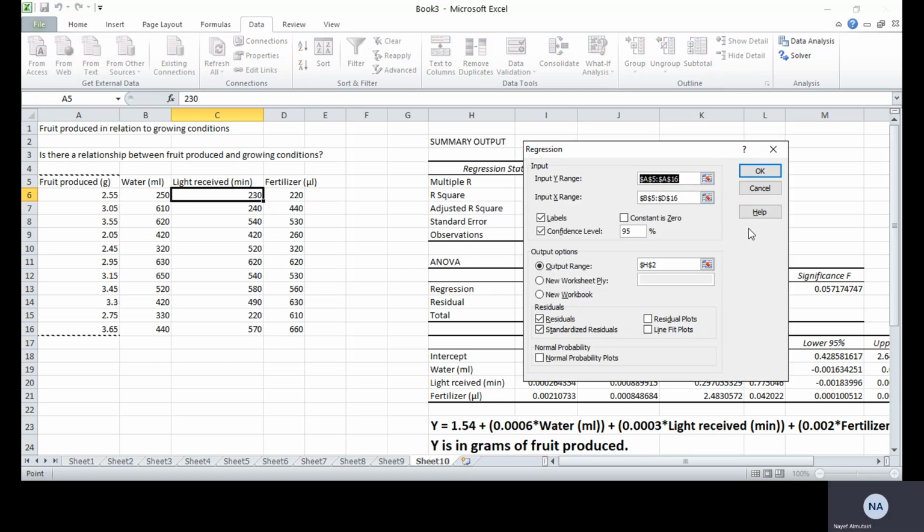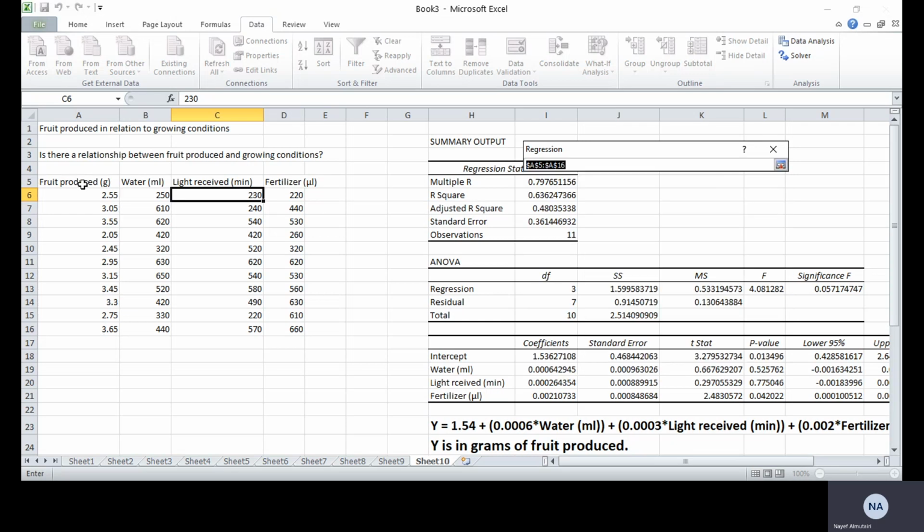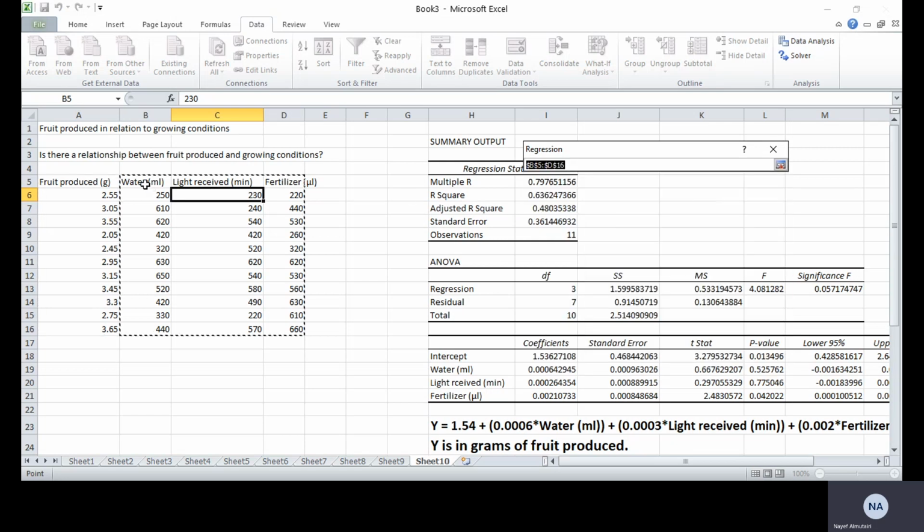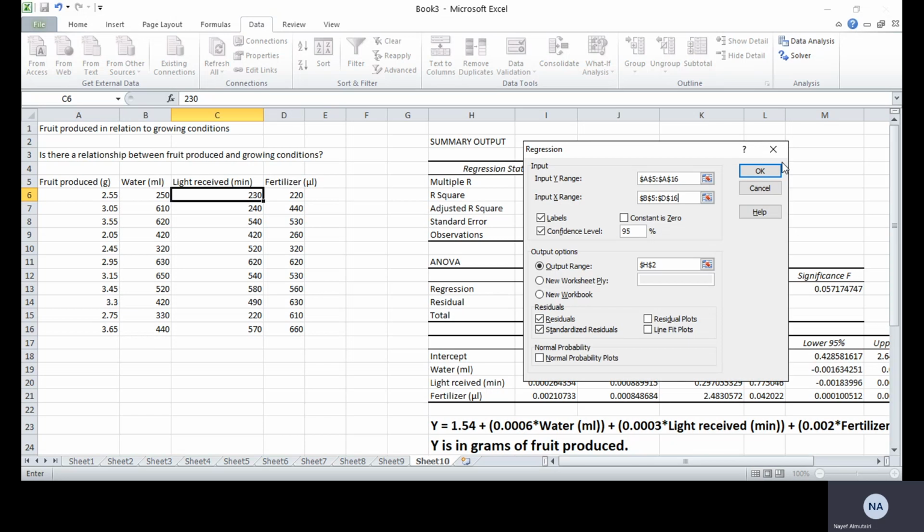When you do regression, the input Y range is whatever is fruit produced in grams. So the output is the fruit produced. I'm going to select this with the title all the way down. This is the fruit produced. And now, what is the input X? I'm going to use water, light, and fertilizer all the way down. And this is for the input X range.